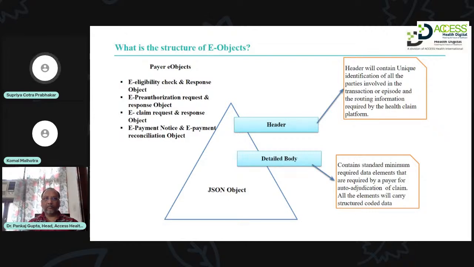And the detailed body, which contains all the other information, is not read by the health claims platform, but it is sent to the right recipient, which is the health insurance provider or the health care provider. That system would be able to read this information, which generally contains the standard minimum required data elements required by that payer for auto adjudication of the claim. So this is basically the structure of the e-object. Here, we are discussing the e-claim object.